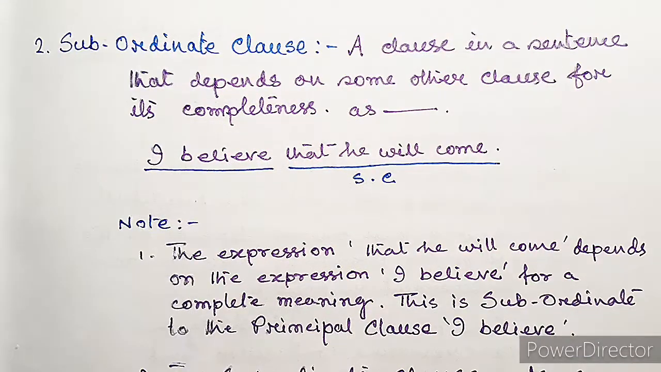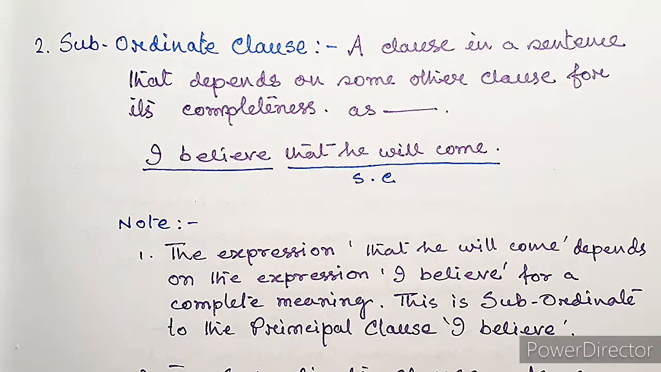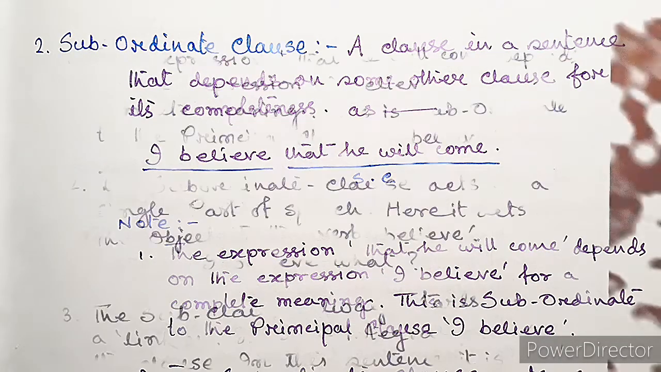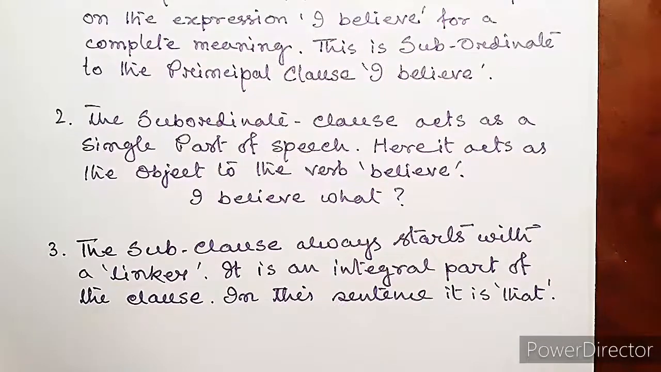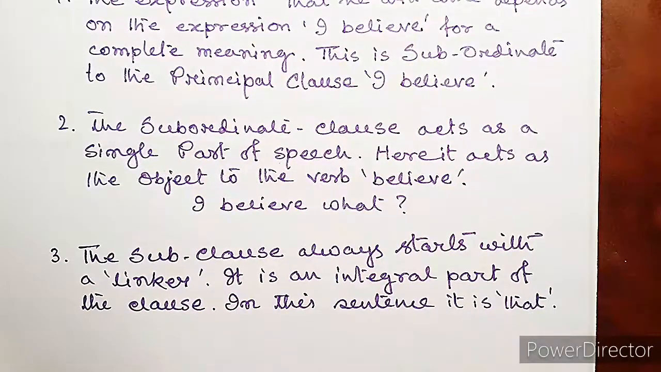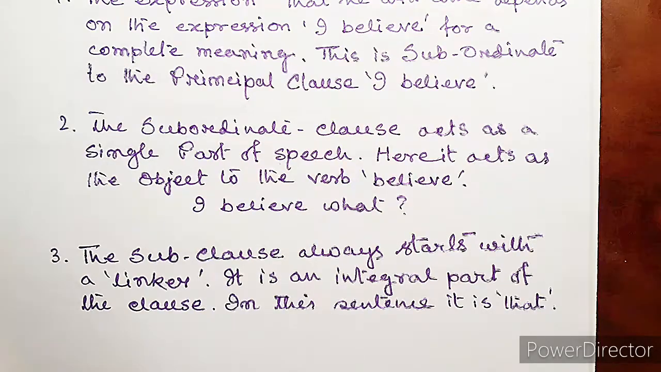Now the subordinate clause, a clause in a sentence that depends on some other clause for its completeness is called subordinate clause. Now in the example, I believe that he will come, the clause that he will come is subordinate to the main clause I believe. Note, the expression that he will come depends on the expression I believe for a complete meaning. This is subordinate to the principal clause I believe. The subordinate clause acts as a single part of speech. Here it acts as the object to the verb believe.